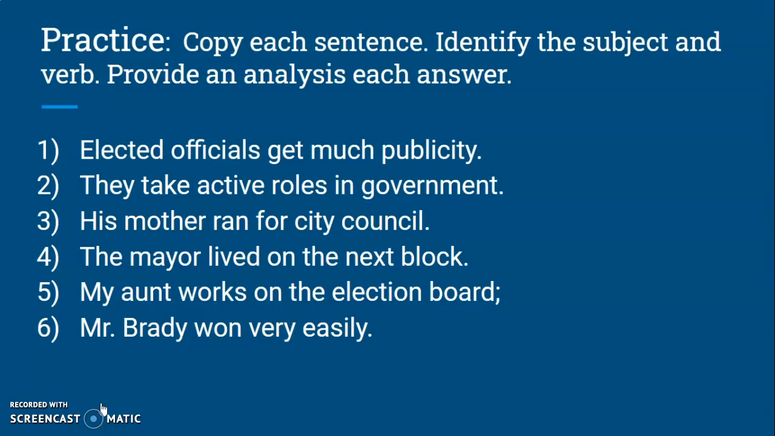So here's what I need for you to do. You're going to pause this video. You're going to copy each sentence. You're going to identify the subject and the verb, and you're going to provide an analysis for each answer, just like we did in the previous video. So go ahead and pause the video. Type this out in Google Classroom or write this in your composition book. And be prepared to share your answers. All right, go ahead and pause.